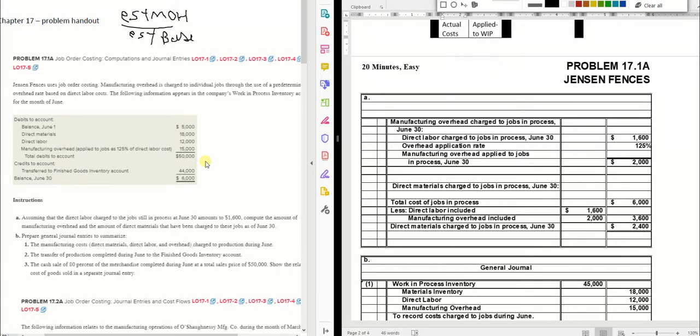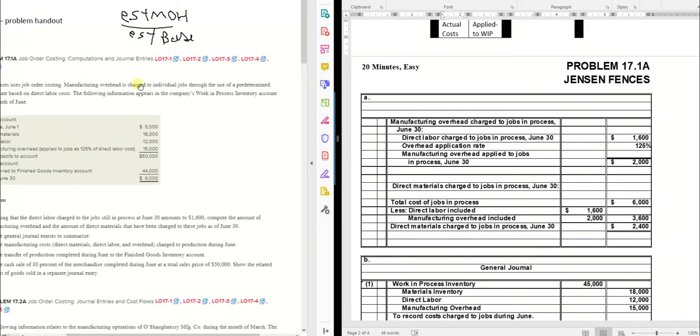So I estimate it for the entire year, and then I apply it based on some base. The base you have to be told. So sometimes in my car repair shop example, it was based on labor hours, but let's see how they're going to apply it. Charge to individual jobs through a predetermined overhead rate based on direct labor costs. So my base in this case, and I usually do this, is direct labor dollars.